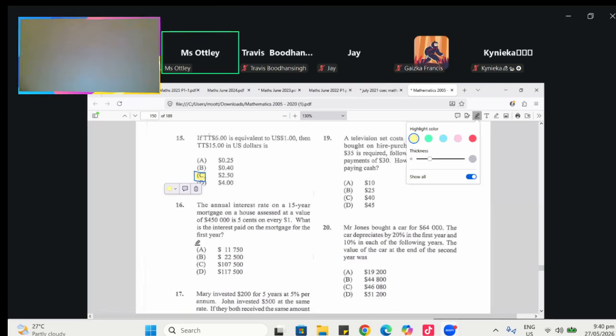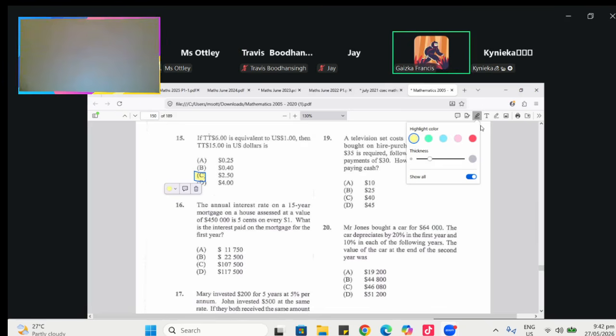The annual interest rate on a 15-year mortgage on a house assessed at a value of $450,000 is 5 cents on every dollar. What is the interest paid on the mortgage for the first year? Pick apart the question. For the first year alone, not the 15 years, we're calculating for the first year, right? But we are also paying 5 cents on each dollar. That's the tax we're paying. How do we calculate that? Anybody?